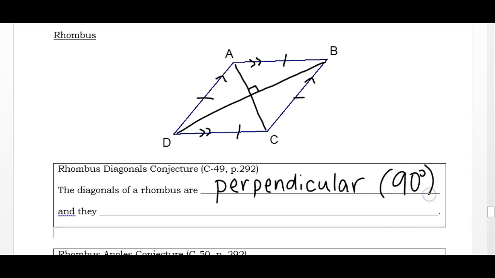So not only do I have a rhombus, a four-sided shape with parallel sides, I also have four right triangles that I could utilize if I needed to. Okay, what else do I notice about these diagonals? Well, just like the regular parallelogram, I notice that this half and this half are the same length. 1, 2, 3, 1, 2, 3, going the other direction as well. So they bisect each other.